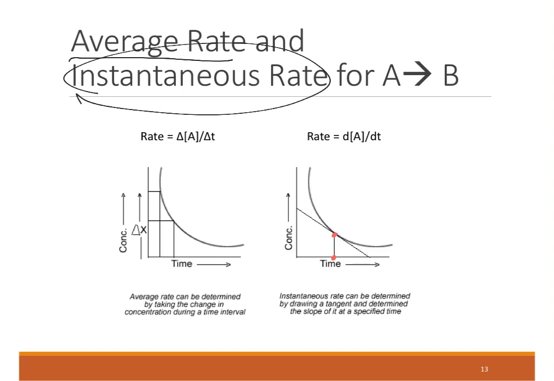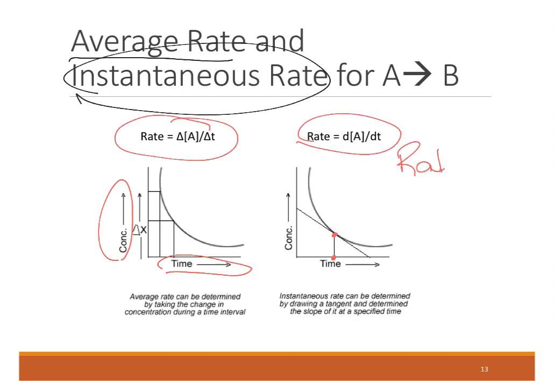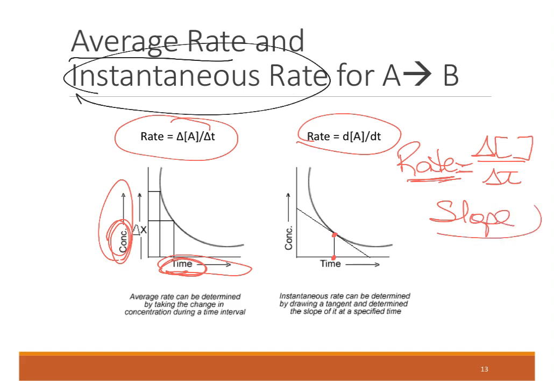The average rate, first of all, look at these graphs. They're a little bit different than the one on the last slide. On these graphs, instead of having rate along the y-axis, we have concentration along the y-axis. And time is still along the x-axis. The expression for rate is up here, I'm just going to write it bigger. It is change in concentration over change in time. So concentration is on the y-axis, time is on the x-axis. So how can you get rate out of these graphs? It is the slope.